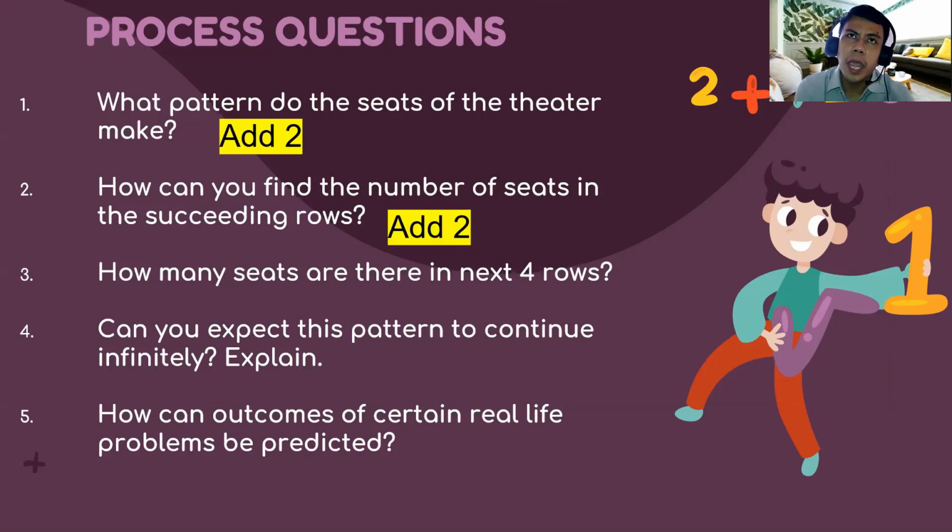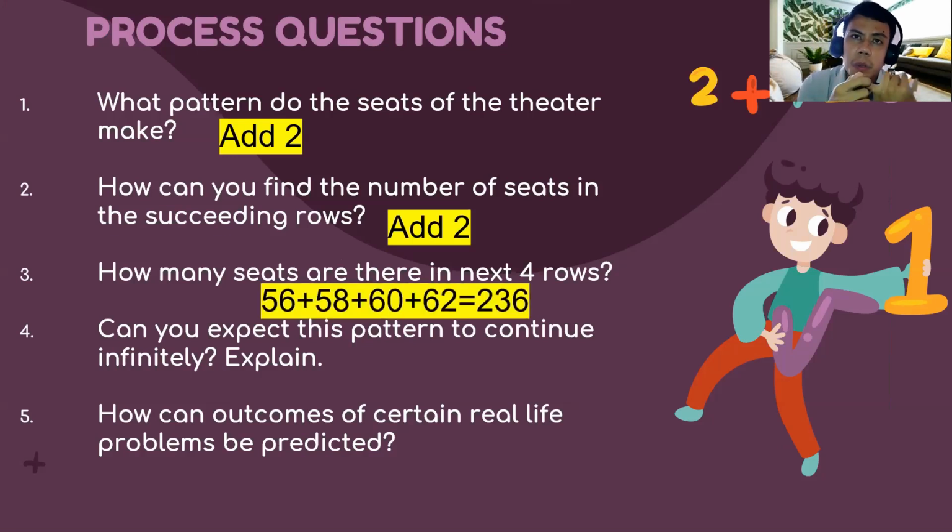So, if there are 18 rows and we are going to identify the next 4 rows, we keep on adding 2. And if there are 54 seats in the 18th row, how many seats are there in the next row? In the 19th row, we have 56 seats. And the 20th row, we have 58 seats. In the 21st row, we have 60 seats. And the 22nd row, we have 62 seats. That's a total of 236 seats. Okay? So, we just add, and this is what we call the series, right?